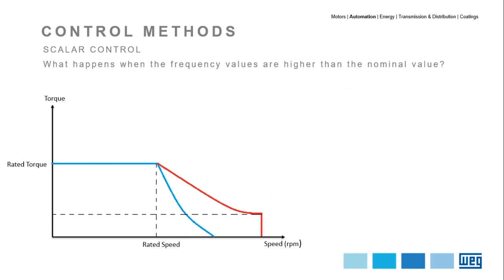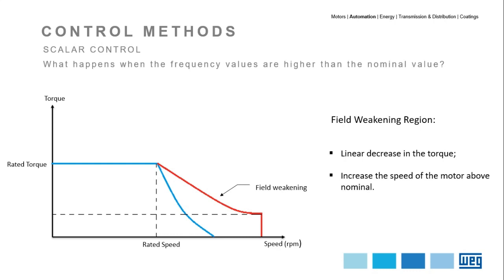From this point on, the motor begins to operate in another region. The name of this operation region is field weakening region, because in this mode there is a linear decrease in the torque, and thus it's possible to increase the speed of the motor above the nominal, decreasing the torque.